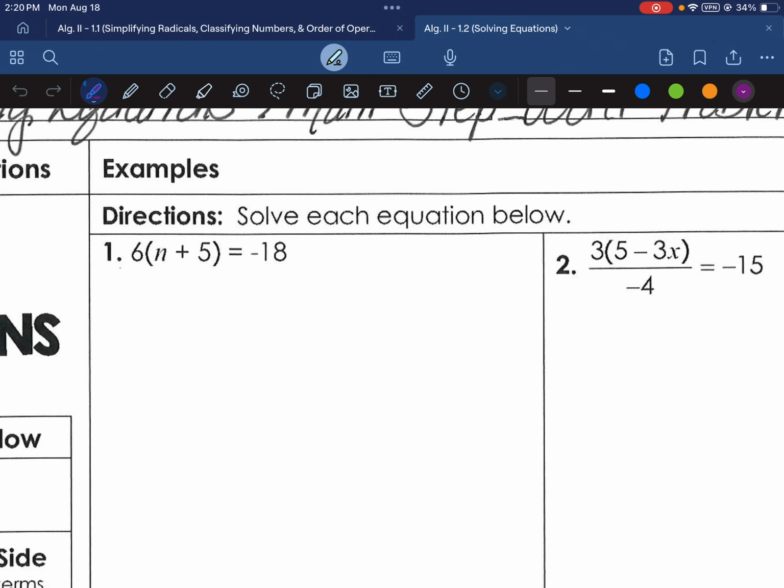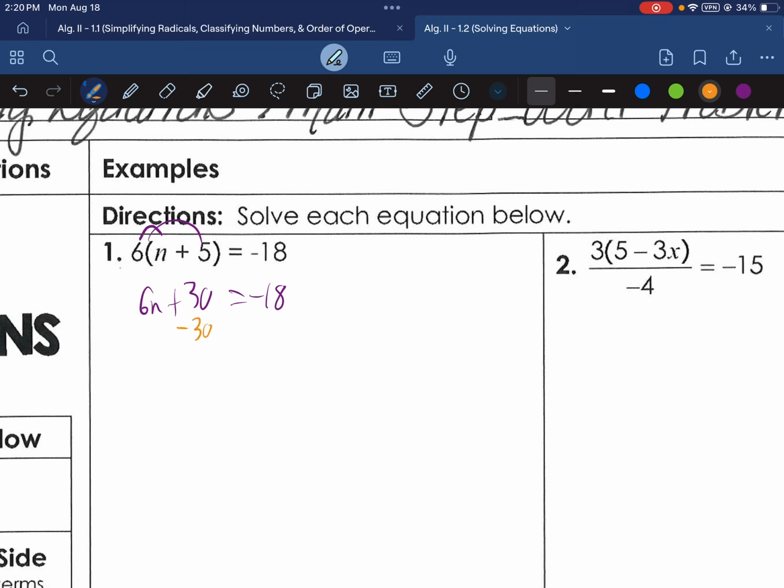So number 1 here: 6 times the quantity of n plus 5 equals negative 18. To solve this one, a good first step would be to distribute the 6, and we get 6n plus 30 equals negative 18. So the variables are already on one side, we only have the one n, and now we need to move the number to the other, because remember our end goal is to have numbers on one side, variables on the other.